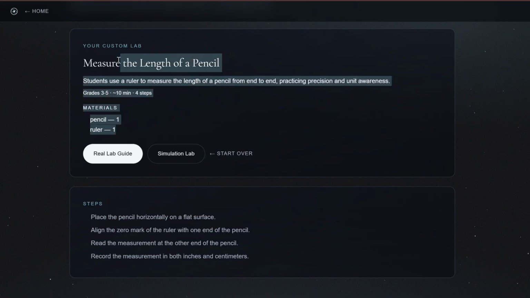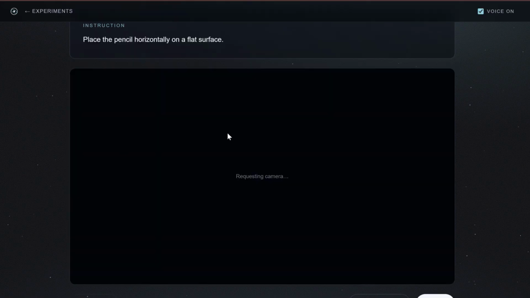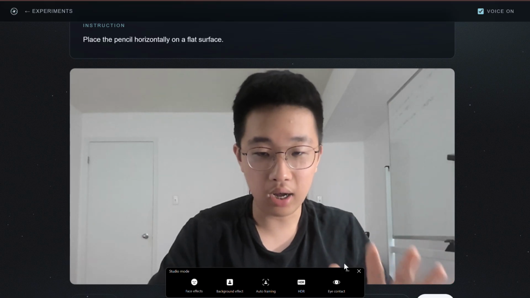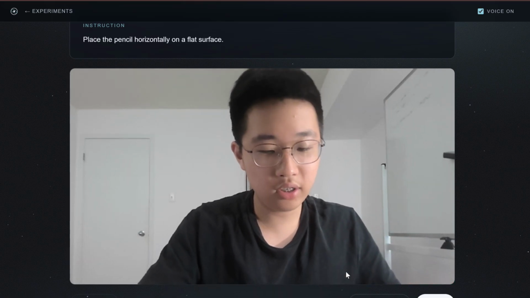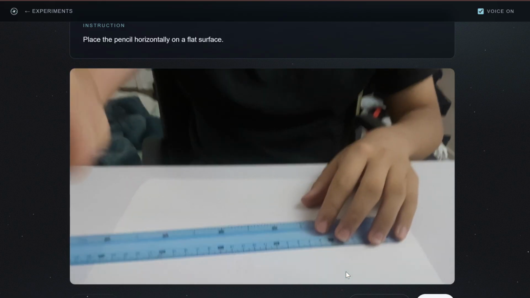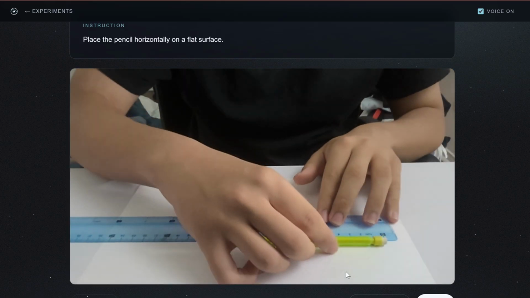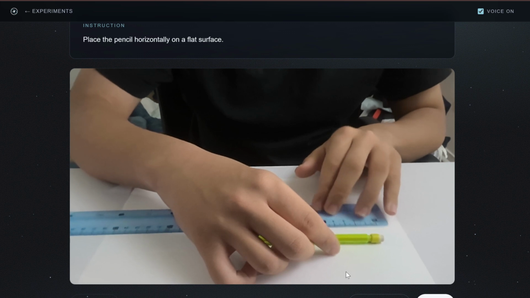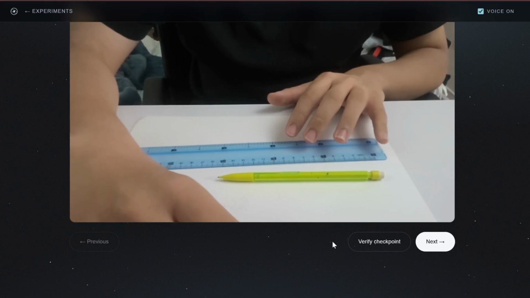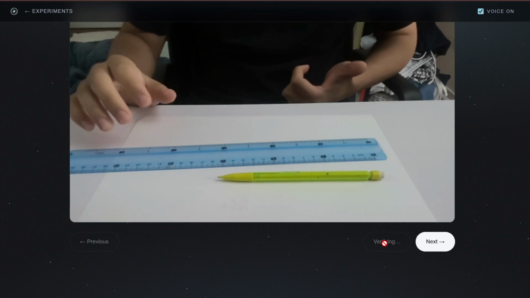There are two features. One is View Lab Guide, and the second is Simulation Lab. I'm going to start with the View Lab Guide. Place the pencil horizontally on a flat surface. Okay, as you can see here, I enabled my camera and I can show exactly what I'm doing. It says on the first step to place the pencil horizontally on a flat surface, and that's exactly what I'm going to do here. So I placed my pencil here on the flat surface. I also have my ruler here, which will be beneficial when I measure the length of the pencil.